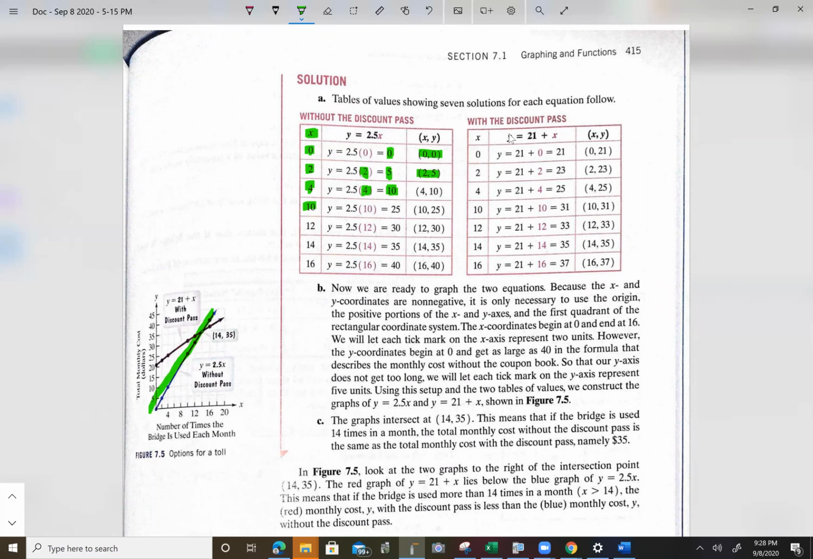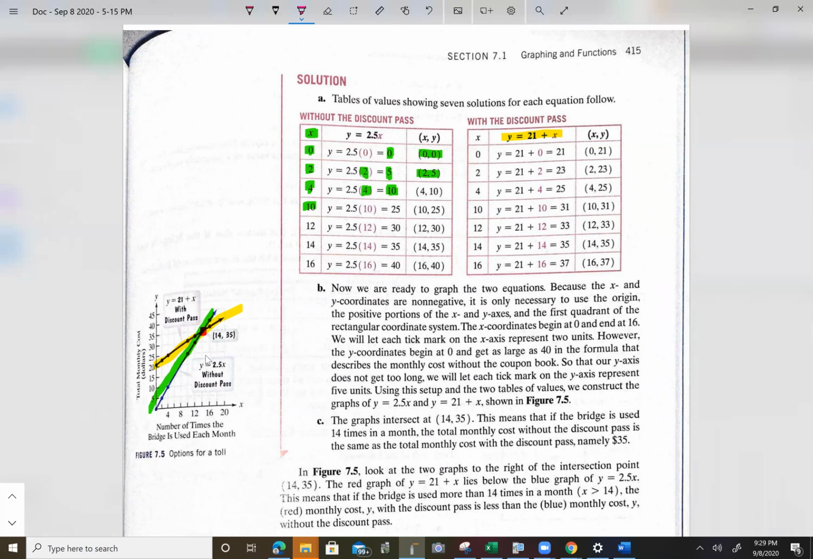They did the same thing with the other equation. I won't bore you. Actually, let's make that a different color. So let's make this equation this line, okay? Now, when you're trying to find an answer to the question, at what point will it be cheaper to spend $21 on the pass, you look at where they intersect, and that's where they cost the same amount of money.